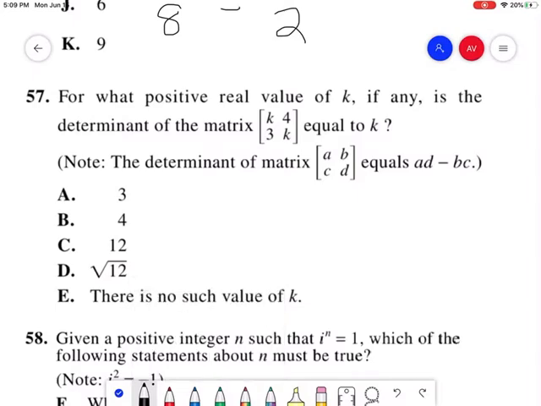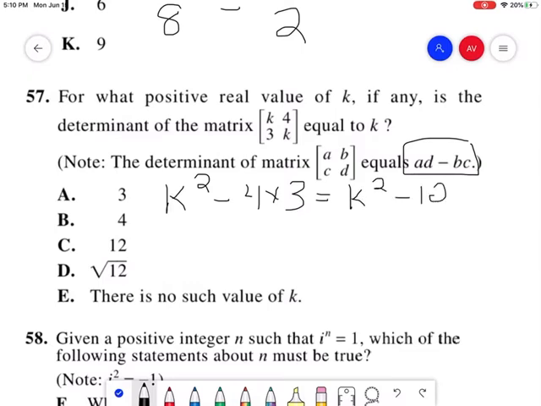So that's going to be k squared minus 4 times 3. And if you don't know what I'm talking about here, it's what they show you right here, ad minus bc, which is k squared minus 4 times 3, which is just k squared minus 12. So that's the determinant. And they're asking for when the determinant is equal to k.